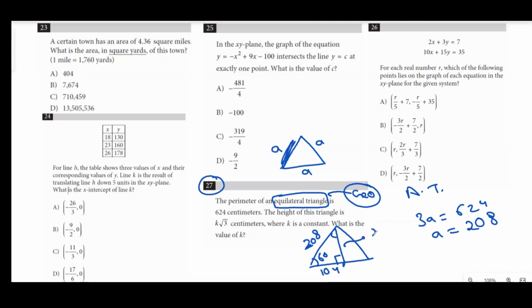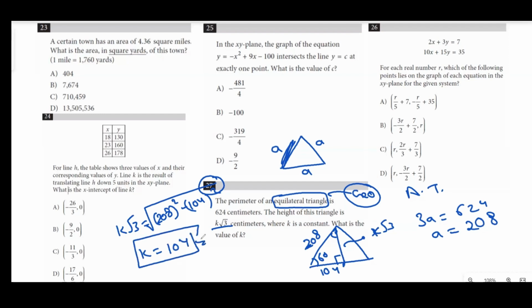And this part is given to you as k root 3. The height is given as k root 3. So they're asking what is the value of k. So by using the Pythagoras theorem, we can figure out the height. Height k root 3 will come out to be the square root of 208 squared minus 104 squared. From here, if I solve for k, k will come out to be 104. Using the calculator again, I can figure out this value. That means question number 27, the answer will be 104.